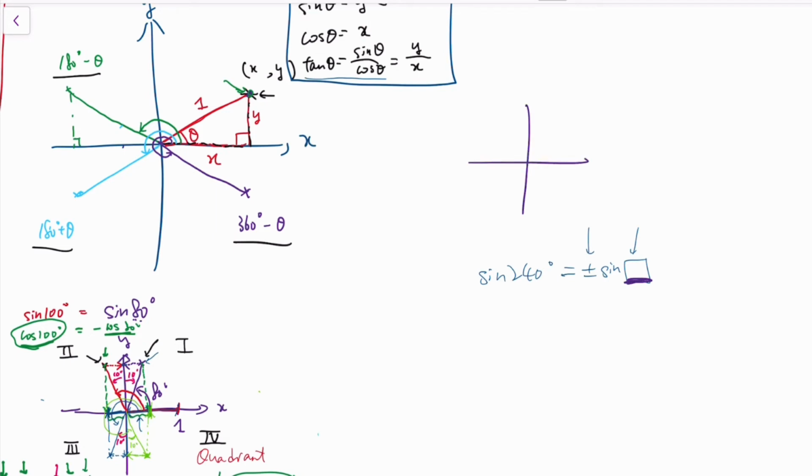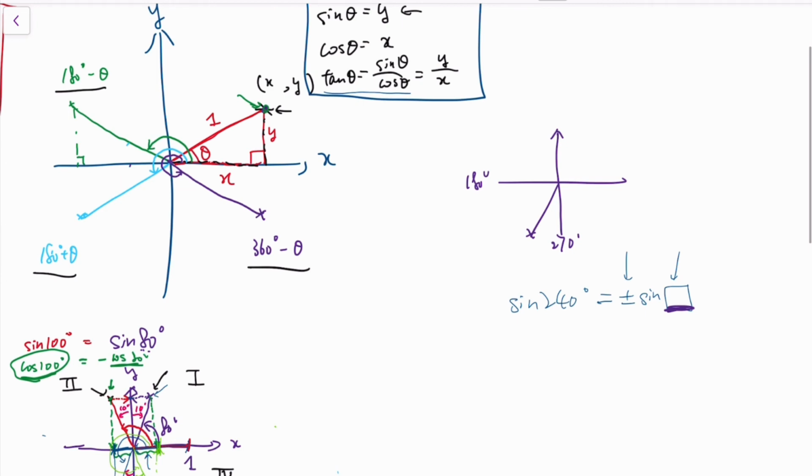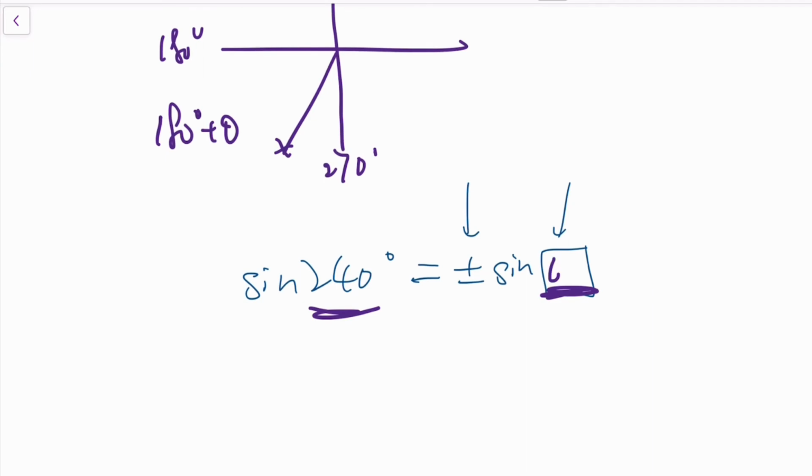Now, 240. It should be quite obvious that 240 is in quadrant 3. The reason is, if you go from the positive x-axis to here, that's 180 degrees. If you go to here, that's 270 degrees. So 240 is in between them, and the angle in quadrant 3 should be 180 plus theta. What that means is theta is 60, because 180 plus 60 is 240. So the corresponding angle in quadrant 1 is 60. So this box is 60.